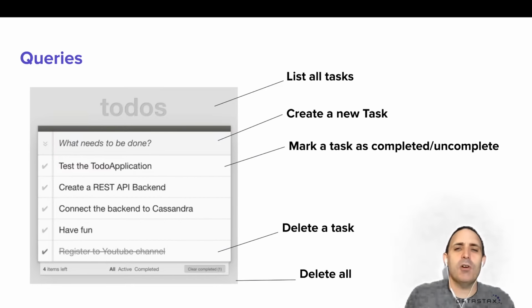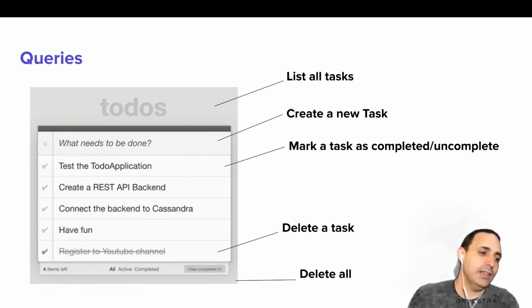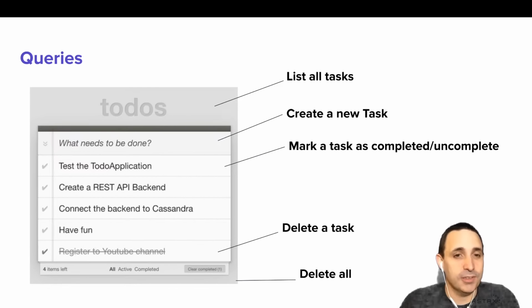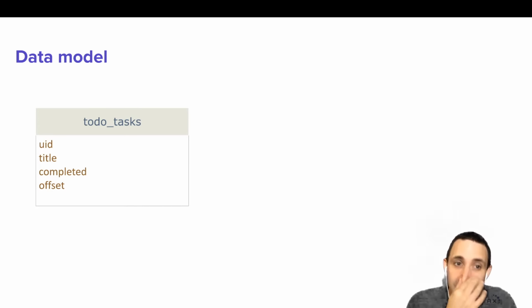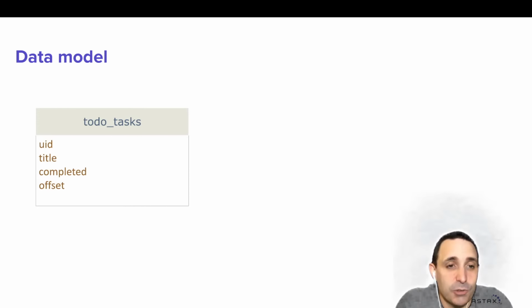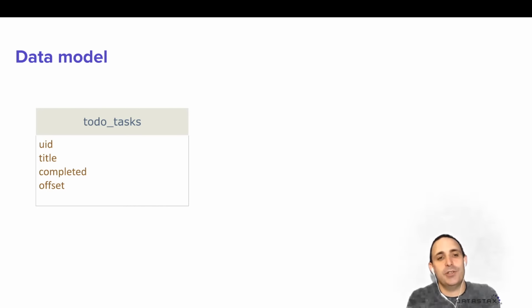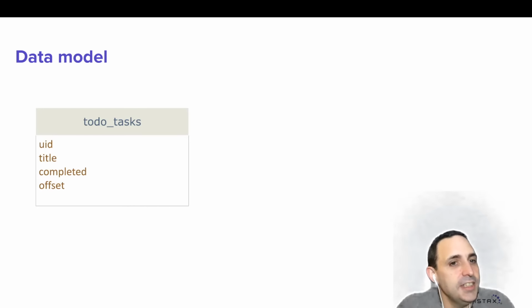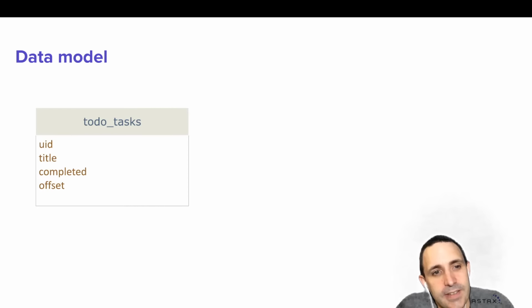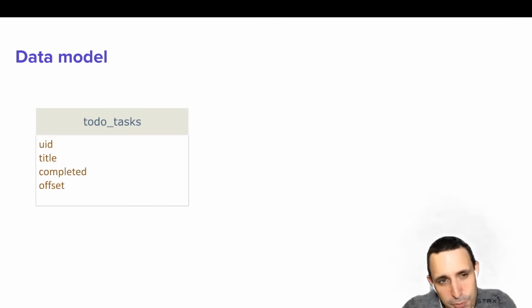Okay, we do have the queries, we do have the entities. What do the table or tables look like? Okay. Title, completed, offset, it's not enough to ensure uniqueness. A primary key needs to ensure uniqueness. The full primary key needs to ensure uniqueness of the record. Okay, so I've created a UID, a unique identifier, and there is no real advantage to use a partition.